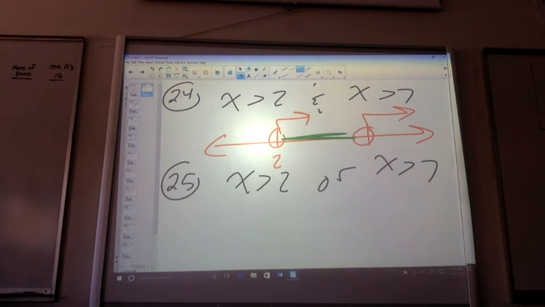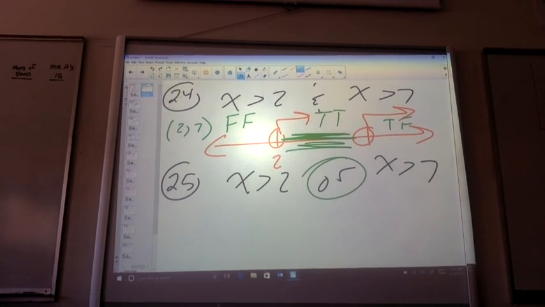I will tell you that this region right here is the only true, true region. Over here is false, false. Over here is true, false. As far as the or goes, so the and, we're looking for this region right here. So for problem number 24, you have from 2 to 7 as your answer. For the or, we're looking for only one region to be true. They both could be true. So for number 27, this goes from 2 to infinity.